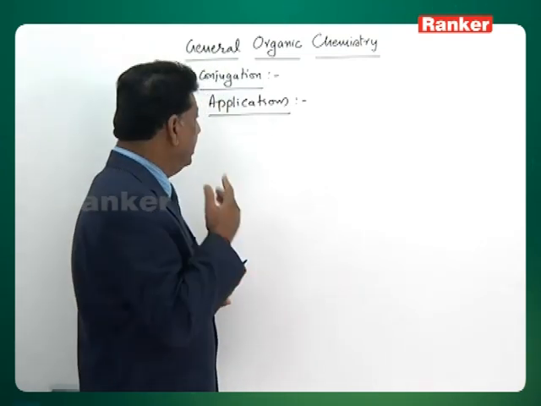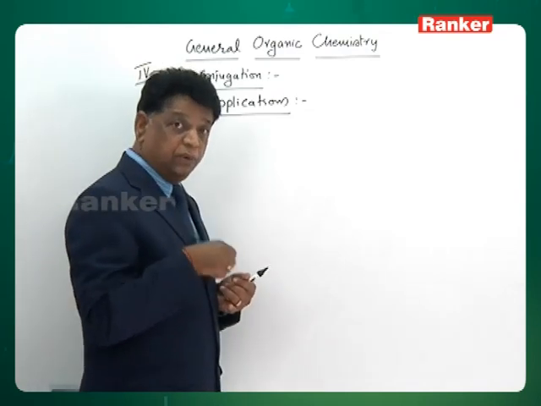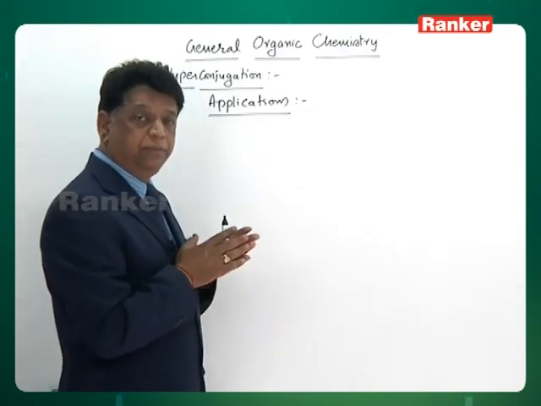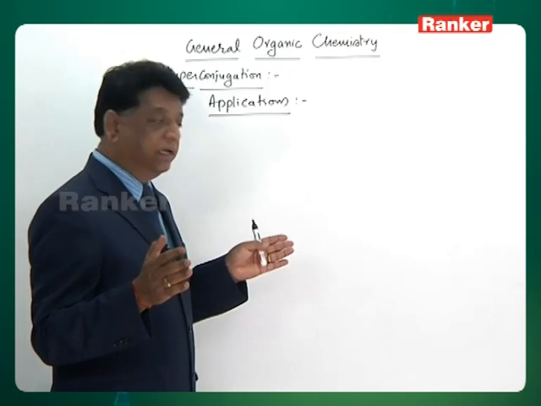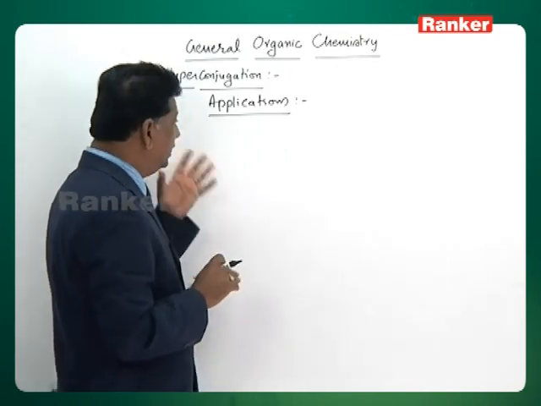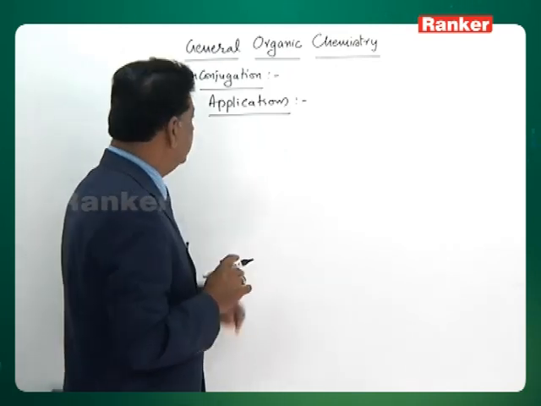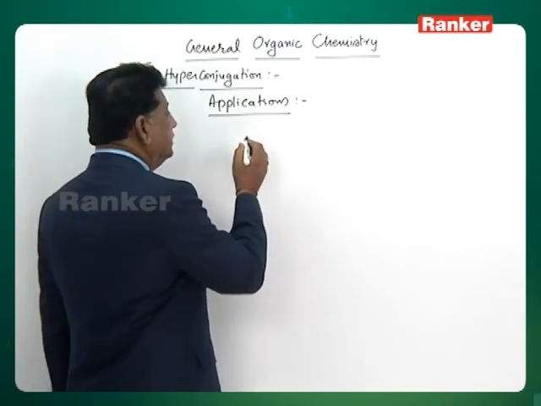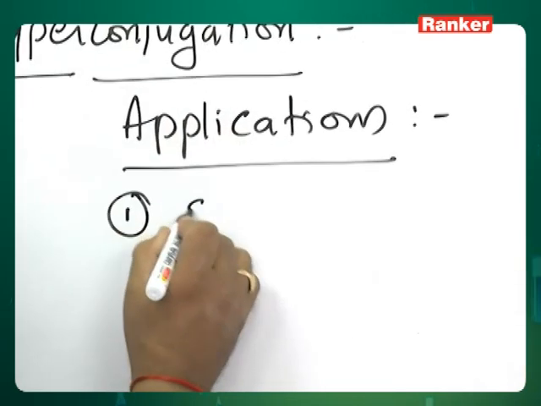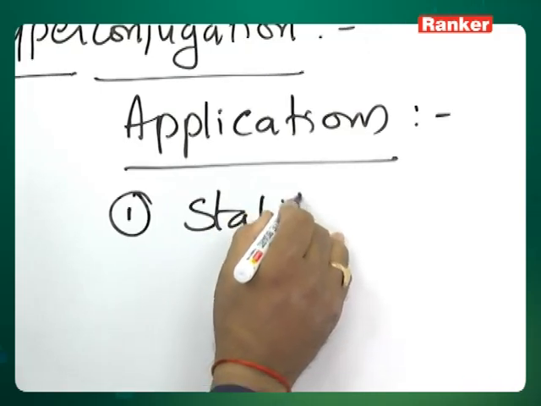So therefore hyperconjugation is slightly difficult to understand also, and it is spread over the entire organic chemistry chapters. So let us see at least some applications. The simplest application is the stability of alkenes.